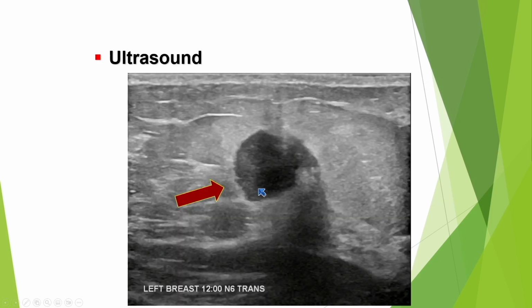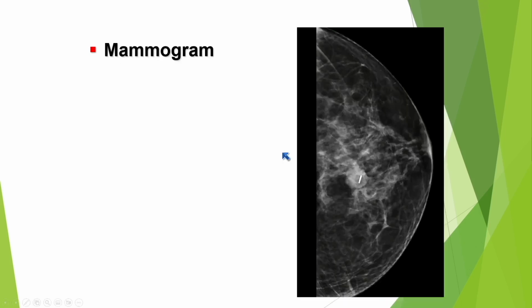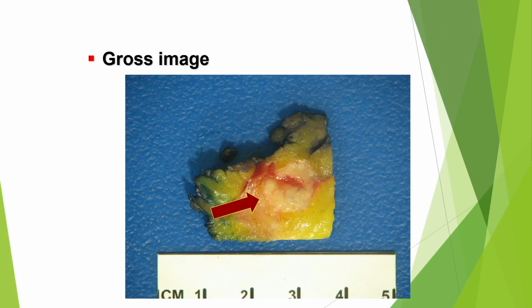So here you have an ultrasound. You can see the hypoechoic irregular mass in the center. And then on the right is the mammogram, which corresponds nicely to the ultrasound. And then in the center is the gross picture, which shows that irregular mass. It is white, tan, irregular. Looks like there may be some central necrosis that may be due to the biopsy site.